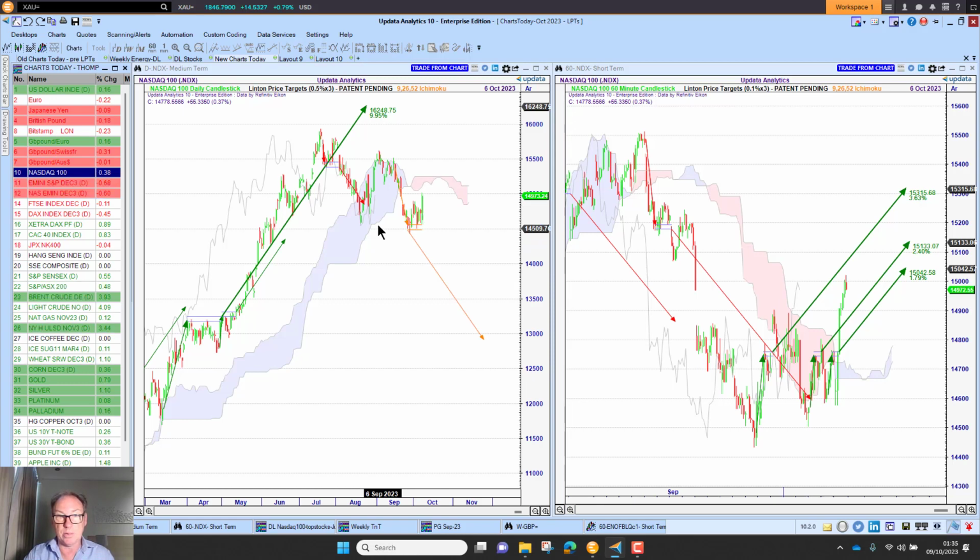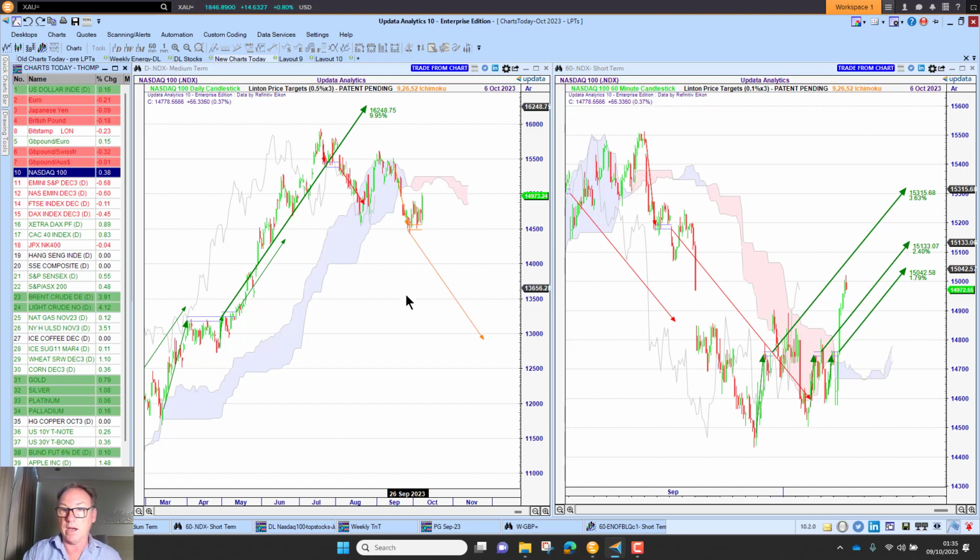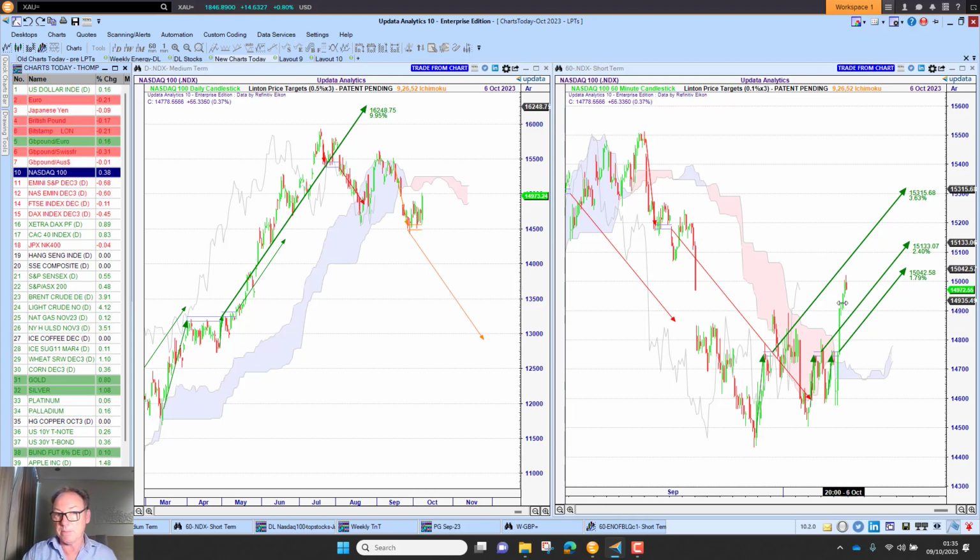We are below the cloud on the price. We have actually bounced on the cloud on the lagging line. So really quite key there. We have got this little upside. So we are seeing a relief rally on the short-term chart.